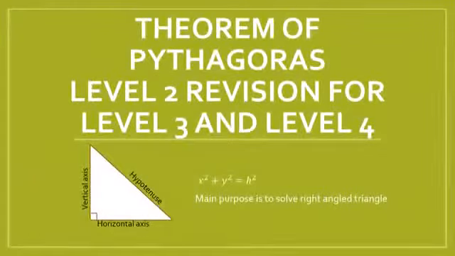Alright, the theorem of Pythagoras for level 2 is a revision for level 3 and level 4. Now, if you look at this particular diagram, it's a right angle triangle. How do we know that it's a right angle triangle? We have a 90 degrees here.